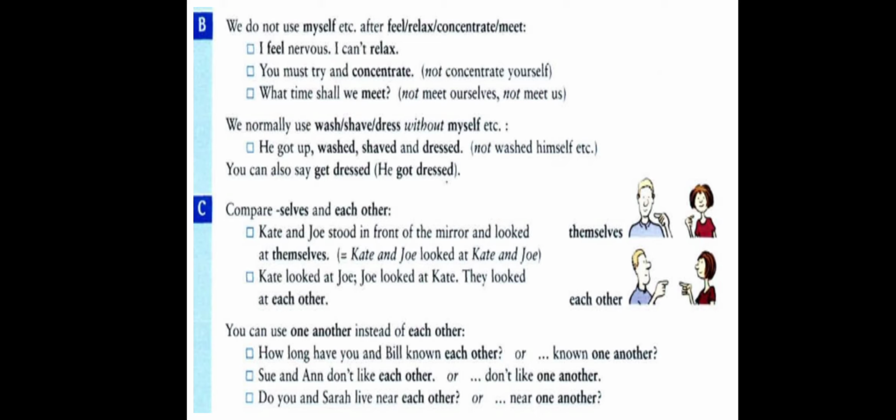Kate looked at Joe and Joe looked at Kate. In this case, Kate is the subject and Joe is the object. The subject is different from the object, so we don't use a reflexive pronoun. Joe looked at Kate. Joe is the subject and Kate is the object. In these cases, each one of them looked at the other. So we don't use reflexive pronouns, but we use each other.